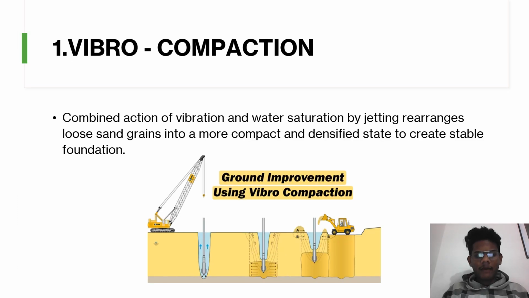Vapor compaction: the combined action of evaporation and water saturation by jetting, rearranging loose soil grains into a more compact and densified state to create a stable foundation.